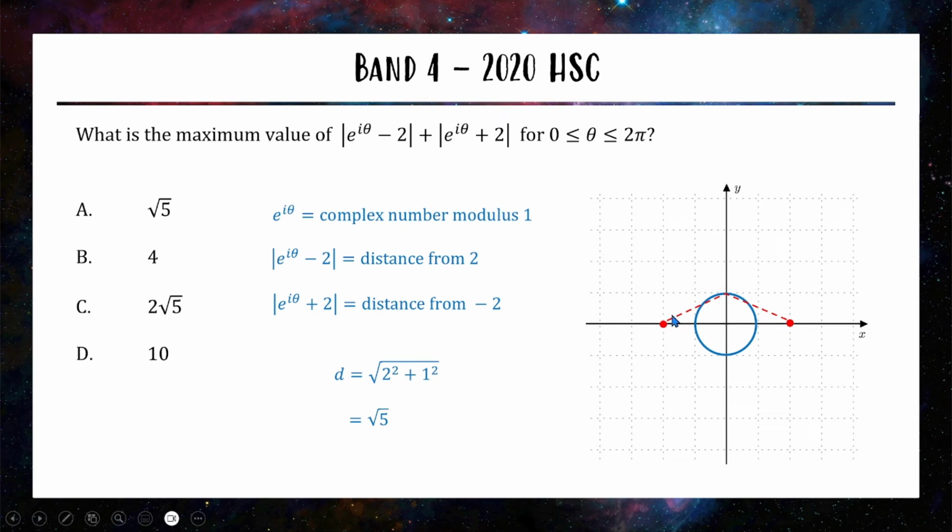Because we're adding this red line and this red line together to get the sum in the question, this distance plus this distance, root 5 plus root 5, works out to be 2 root 5, and that's why C is the correct answer.